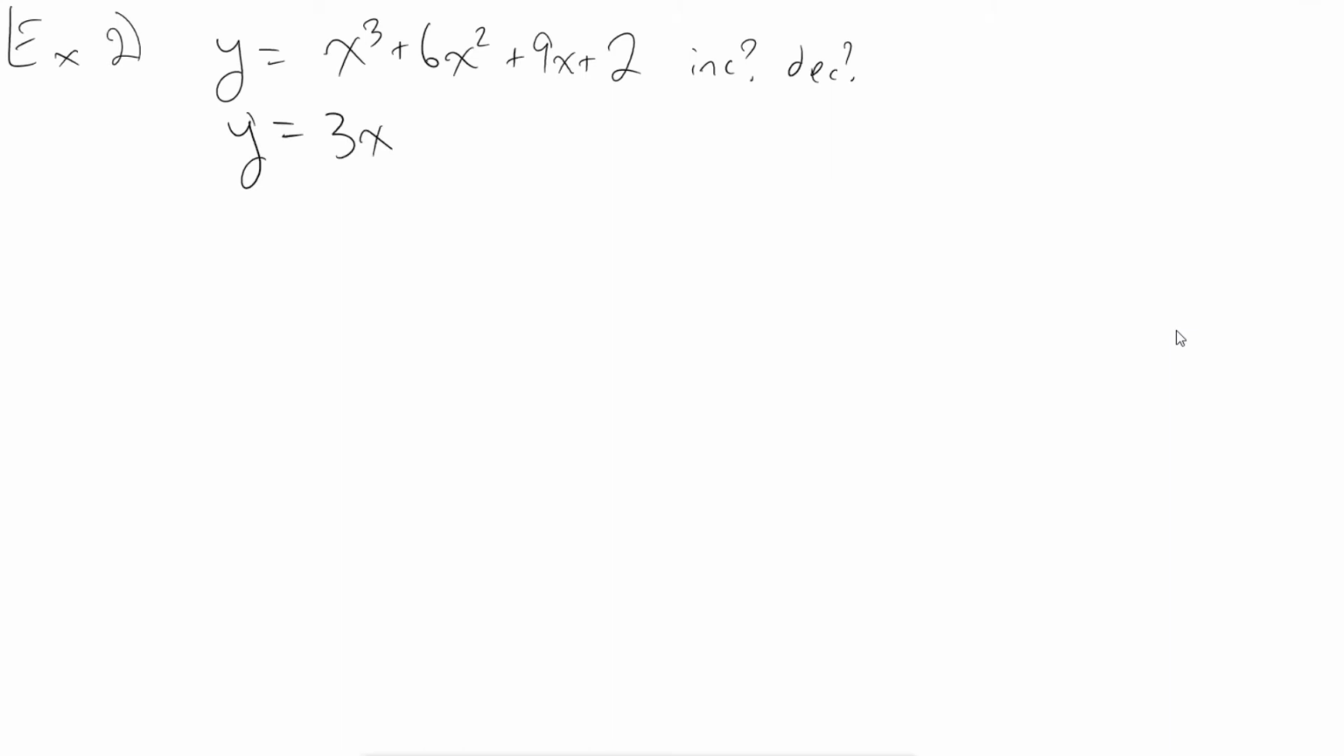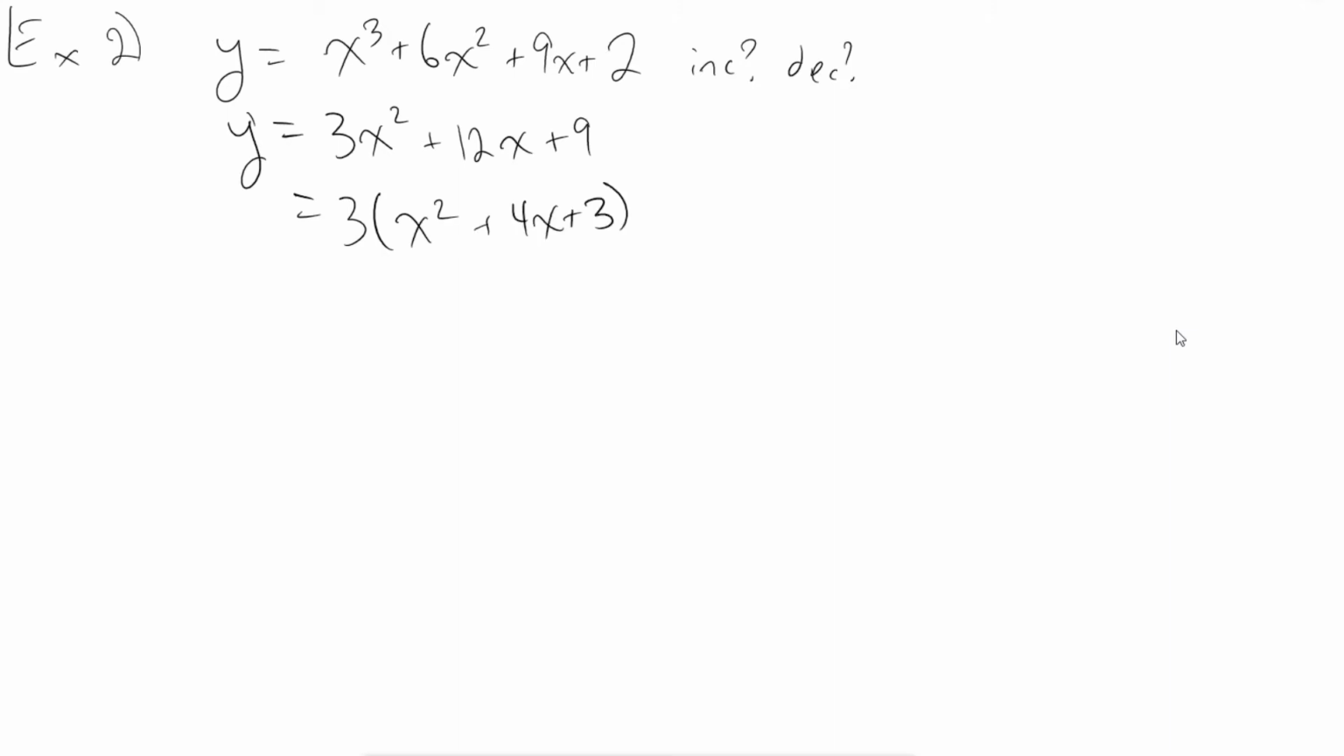So the derivative of x cubed is 3x squared. The derivative of 6x squared is 12x. The derivative of 9x is 9. And the derivative of 2 is 0. The next thing we want to do is factor this. Looks like we can take out a common factor of 3. So I will take that out. So I have 3x squared plus 4x plus 3.